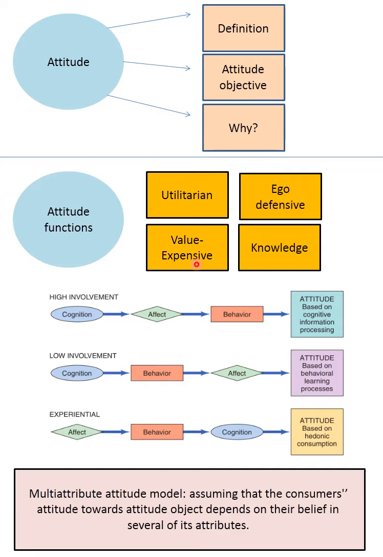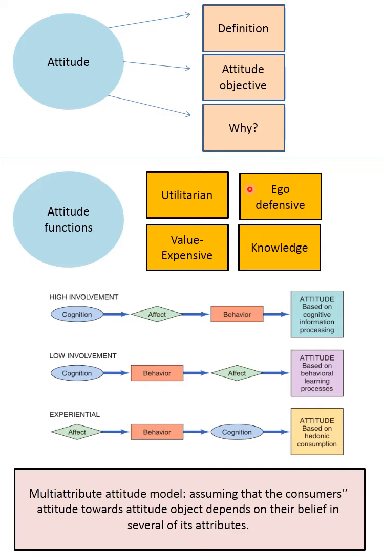The second one is the value-expressive function. The value-expressive function is when a person forms an attitude toward a product because this product says something about himself. This product helps him express his social identity, like when someone buys a BMW or an Apple product, it will enhance his social identity, or he shows that he's better, or defines his social identity through a specific product.